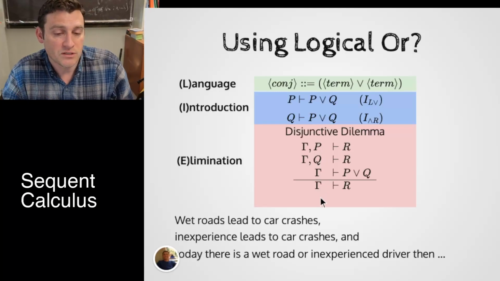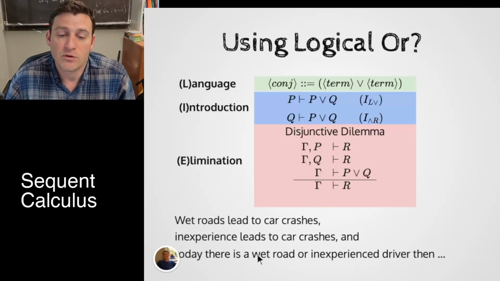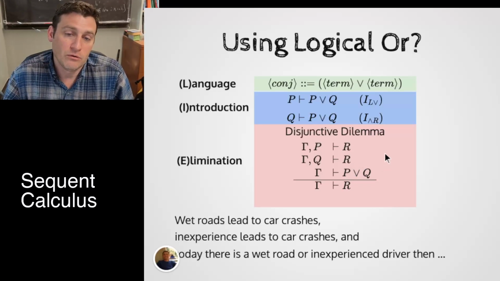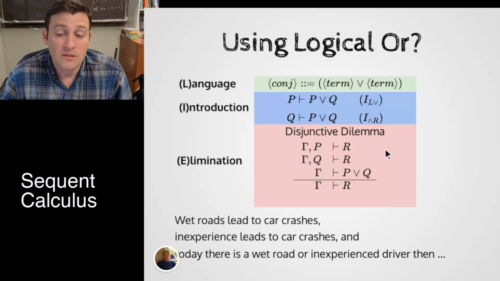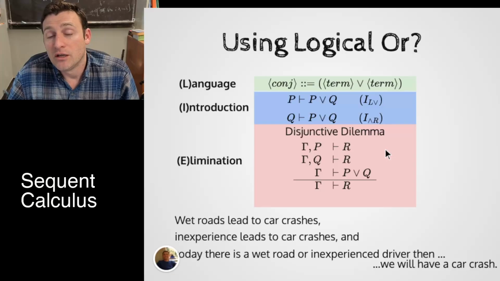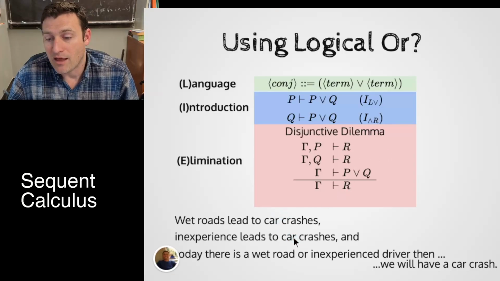Now I don't know if these conditions are satisfied until I get to the next part. Today there is a wet road or an inexperienced driver. I've just said this final P or Q. Now what can I conclude from this disjunctive dilemma? Unfortunately, it means we expect to see a car crash because R is the result under either one of these two paths. Both P and Q lead me to the conclusion of a car crash.